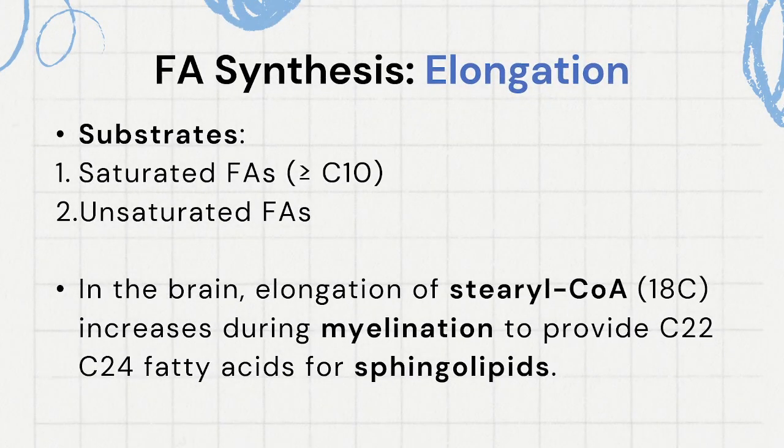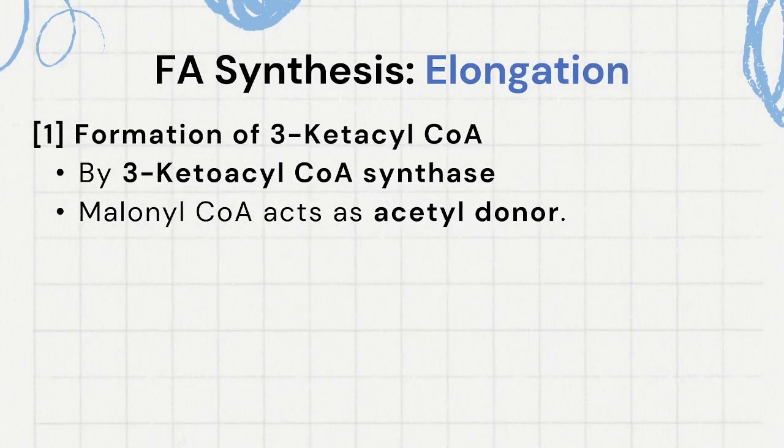The substrates for elongation are saturated fatty acids that are 10 carbon atoms in length or longer, and unsaturated fatty acids. In the brain, elongation of stearoyl-CoA increases during myelination to provide fatty acids that are 22 or 24 carbon atoms in length for the synthesis of sphingolipids.